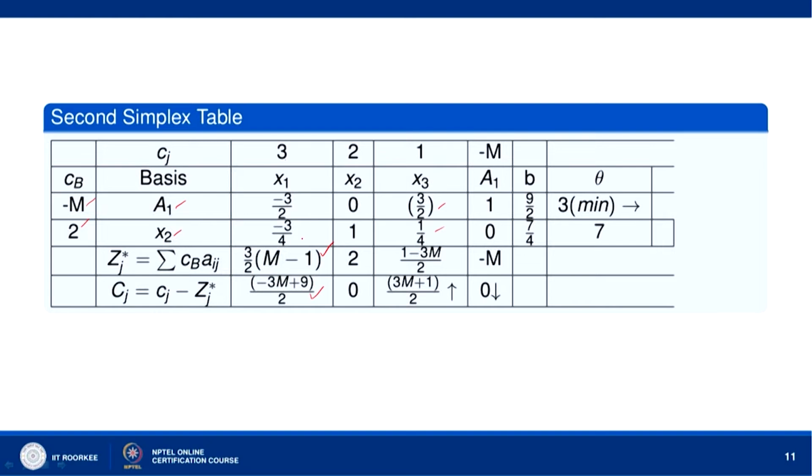Okay. And similarly, for j equal to 2, we get C2 small c2 is 2 and Z2 star is 2, because minus m into 0 is 0, 2 into 1 is 2. So, we get 0 here. C3 capital C3 is (3m plus 1) by 2 and capital C4 is 0. Now, clearly (3m plus 1) by 2 is positive. Okay. So, this is our key column.